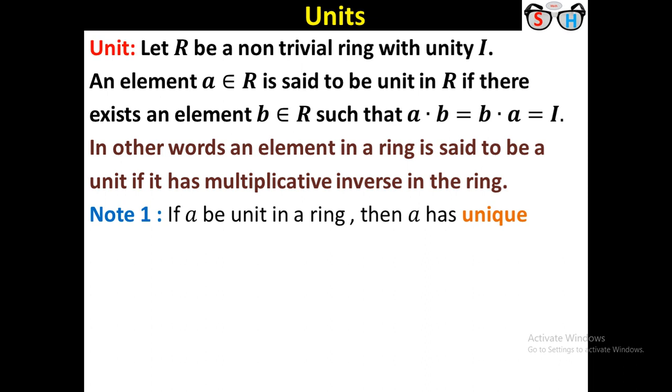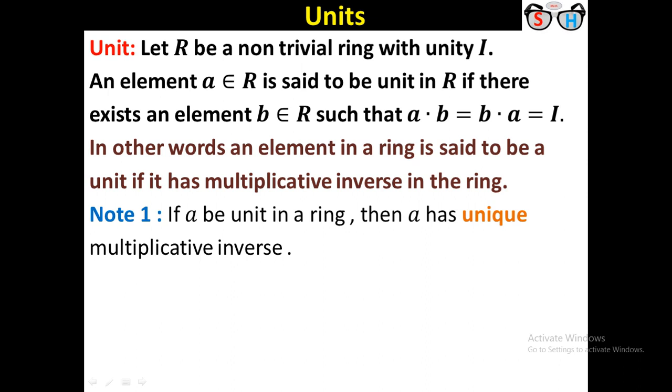Now give some notes. If A is a unit in R, then A has a unique multiplicative inverse. You know that an element is said to be a unit if it has a multiplicative inverse. Now our question is, what is the number of multiplicative inverses? The answer is, the multiplicative inverse is unique. So the note is that if A is a unit in a ring, then A has a unique multiplicative inverse in the ring.